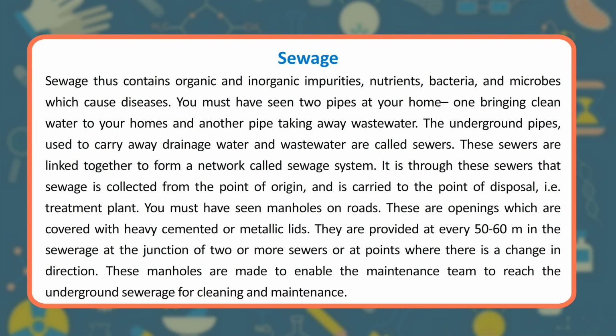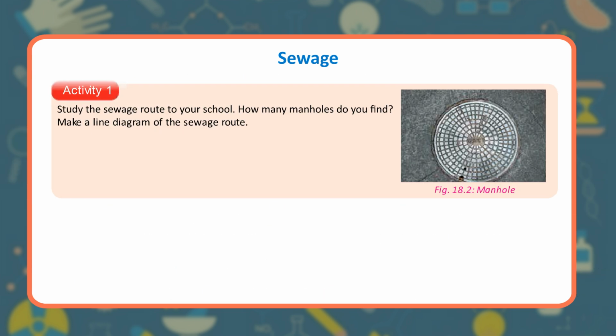You must have seen manholes on roads. These are openings which are covered with heavy cemented or metallic lids. They are provided at every 50 to 60 meters in the sewerage at the junction of two or more sewers or at points where there is a change in direction. These manholes are made to enable the maintenance team to reach the underground sewerage for cleaning and maintenance.